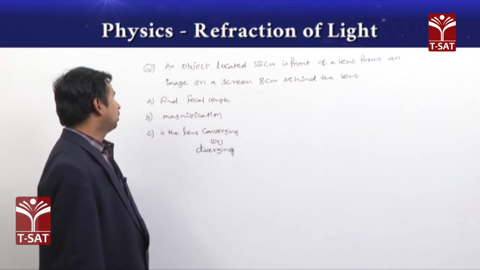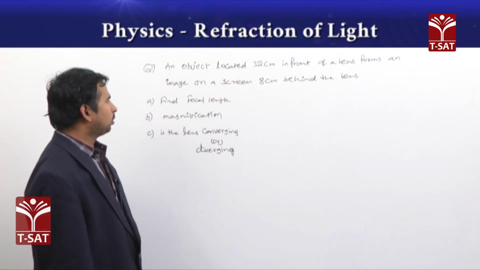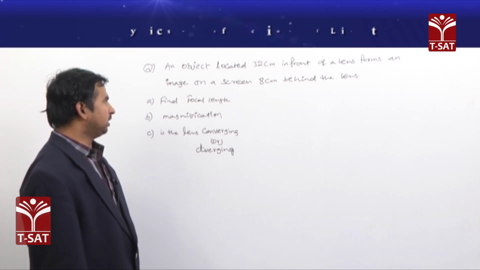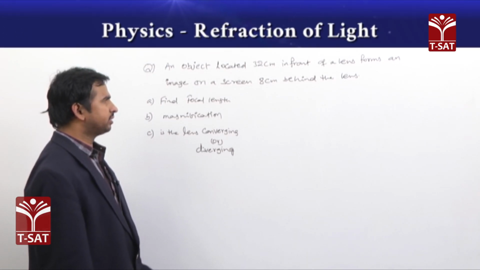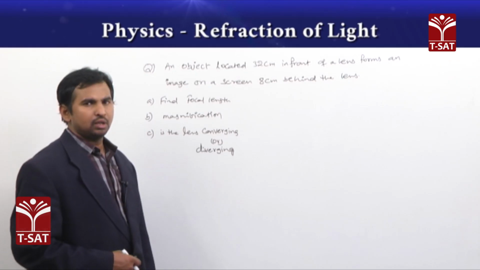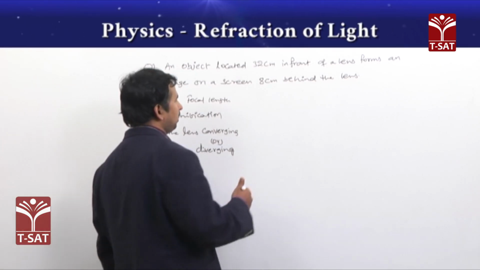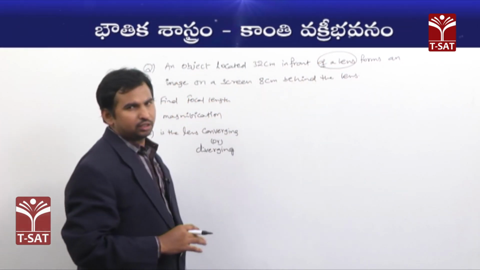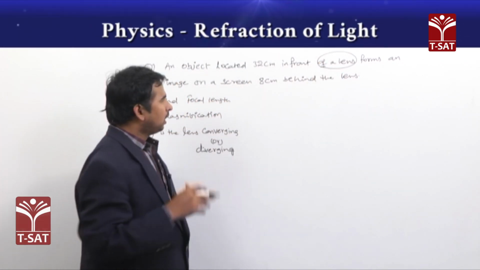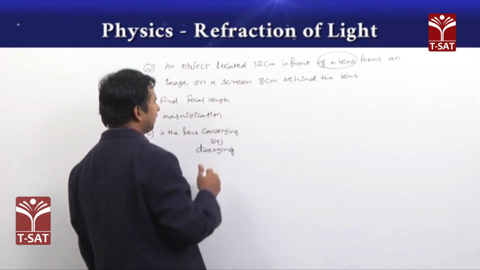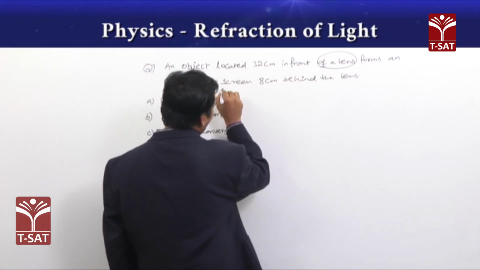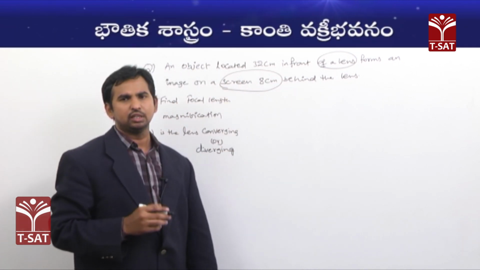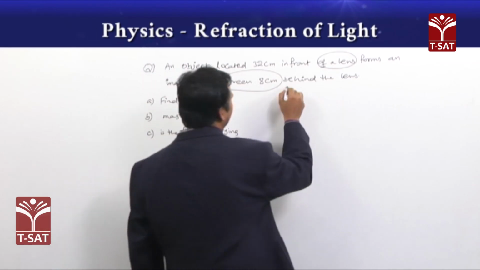Now one more problem is given: an object located 32 centimeters in front of a lens forms an image on a screen 8 centimeters behind the lens. The important thing to see here is that it only says lens, so we don't know which type of lens it is. It is also clearly mentioned that the image forms on a screen 8 centimeters behind the lens.